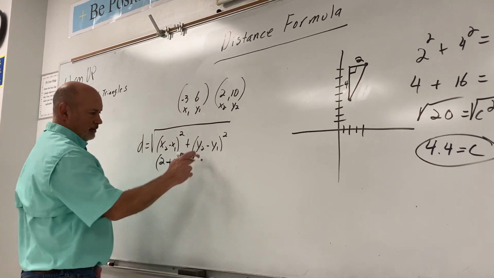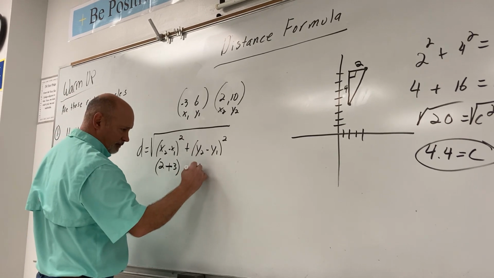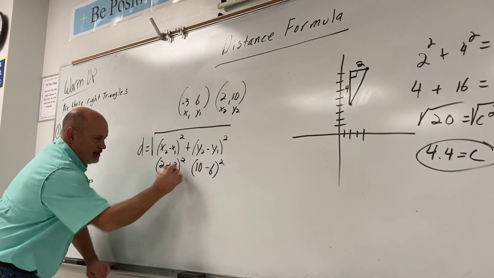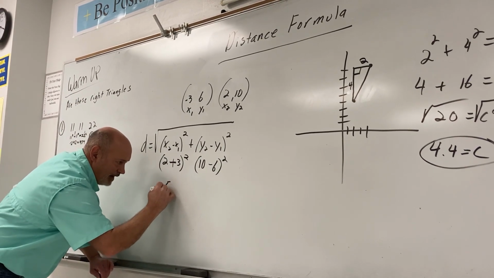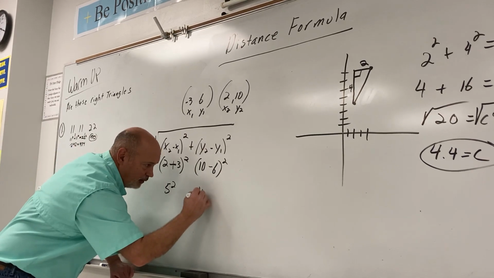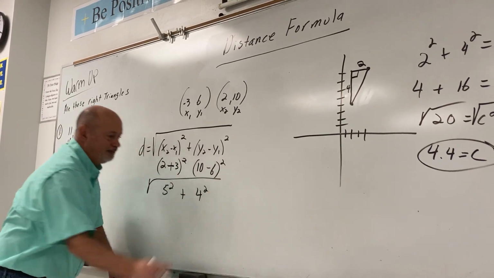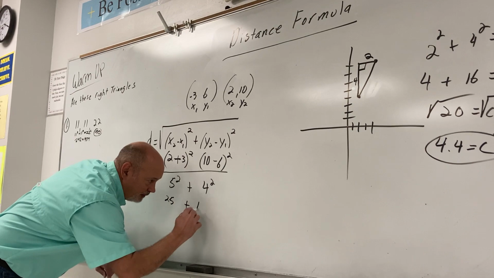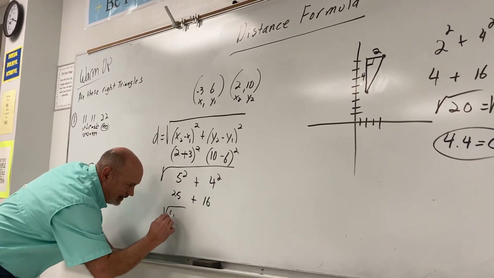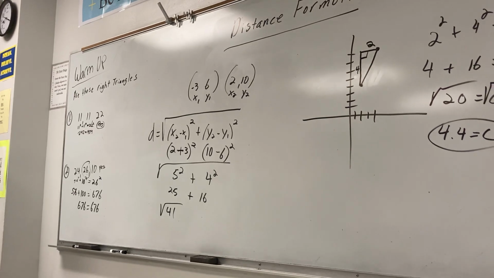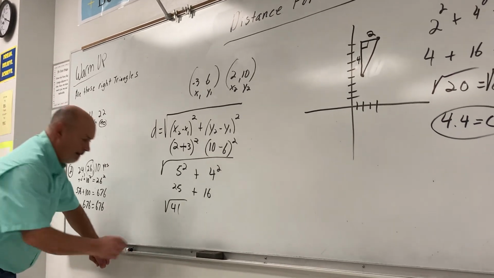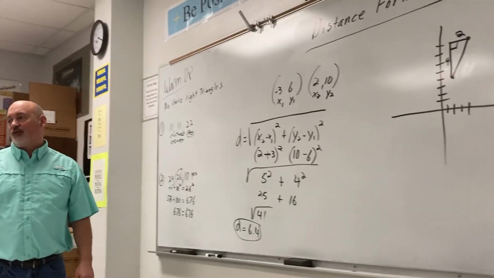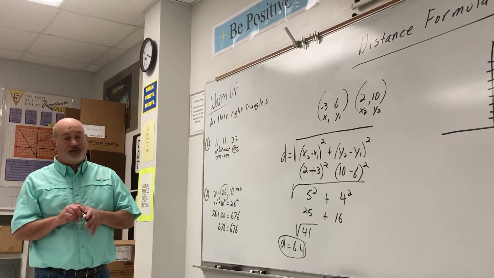Got it. Okay. What's the second y? 10. Minus the first, 6. All right. What is 2 plus 3? 5 squared. What's 10 minus 6? 4 squared. What's 5 squared plus 4 squared? Or what's 5 squared? 25. Plus 4 squared? 16. What's 25 plus 16? 41. So we need to take the square root of 41 to get our final answer here. What is our final answer? 6.4. Questions? Stop me if you're confused.